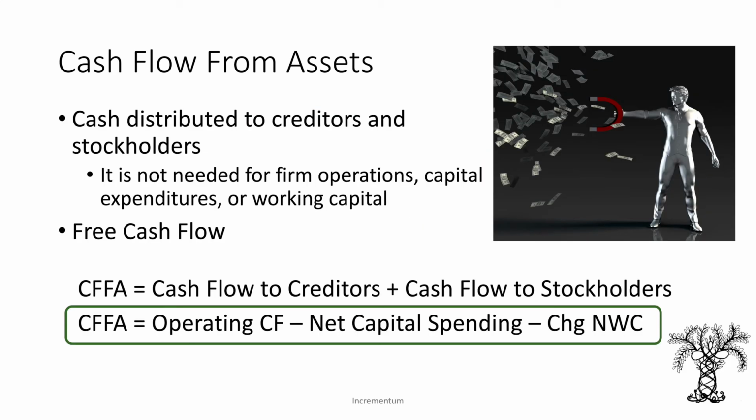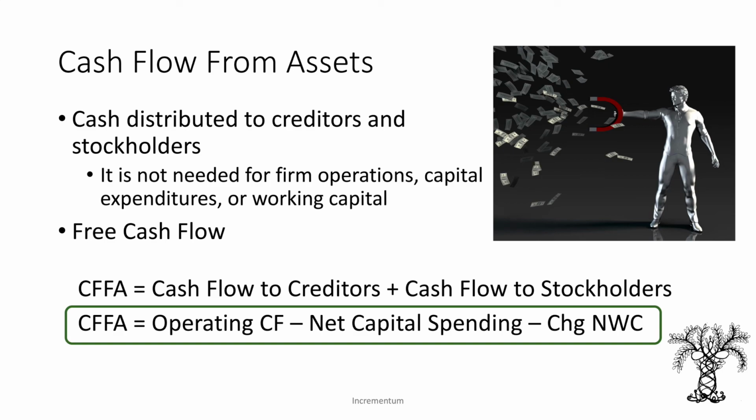So now that we know how to calculate all three components, we can calculate cash flow from assets as operating cash flow minus net capital spending minus change in net working capital. And it's a good idea to think of cash flow from assets in this equation as cash inflows, or operating cash flow, minus investments in big assets minus investments in little assets.